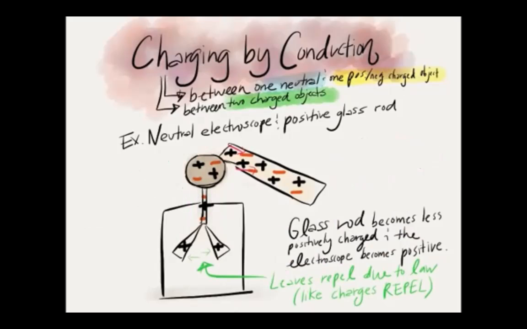And what happens is that the leaves at the bottom of the electroscope, they repel due to the law, like charges repel. So if both of the leaves there have predominantly positive charges, they're both the same charge, like charges. And so they'll repel, which is why their leaves will spread apart.